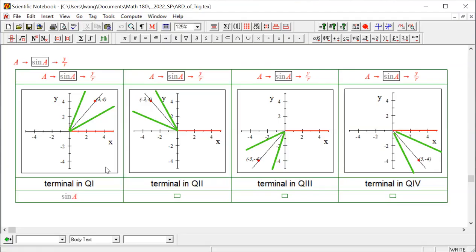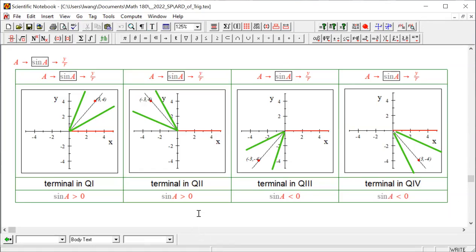Sine is positive, greater than 0. For a terminal in the third quadrant, sine A will be negative.